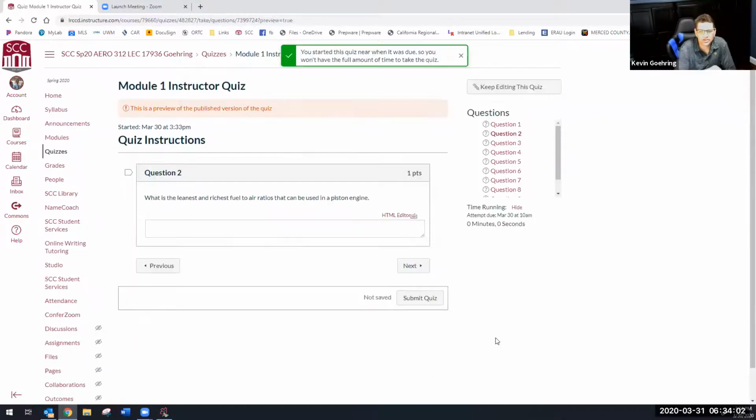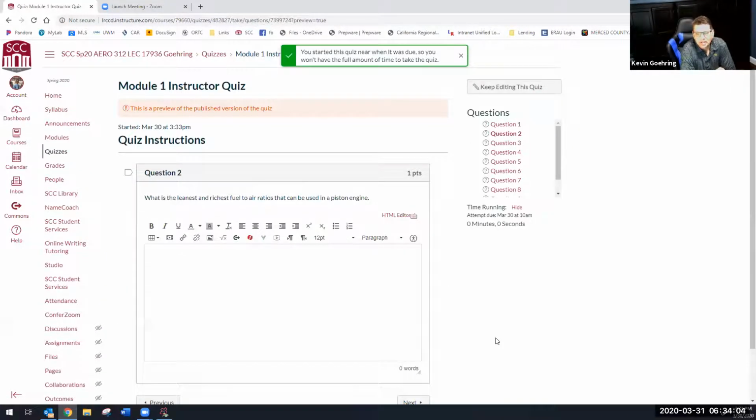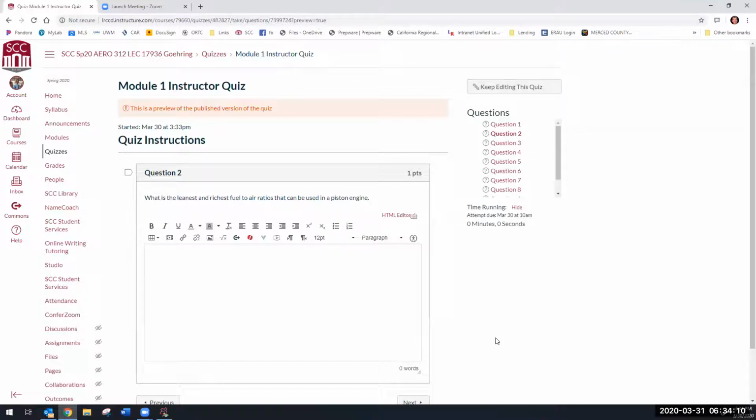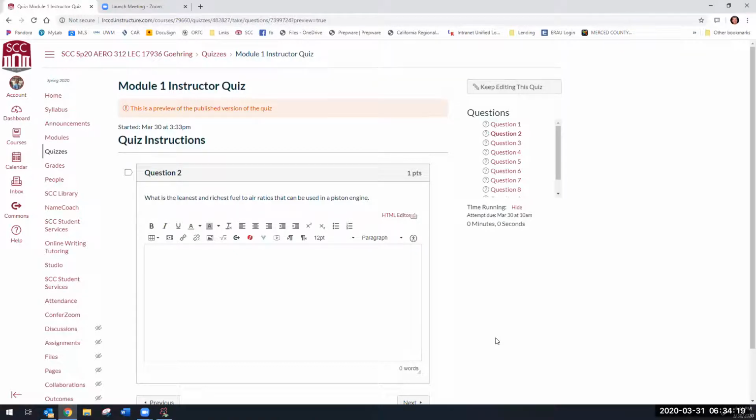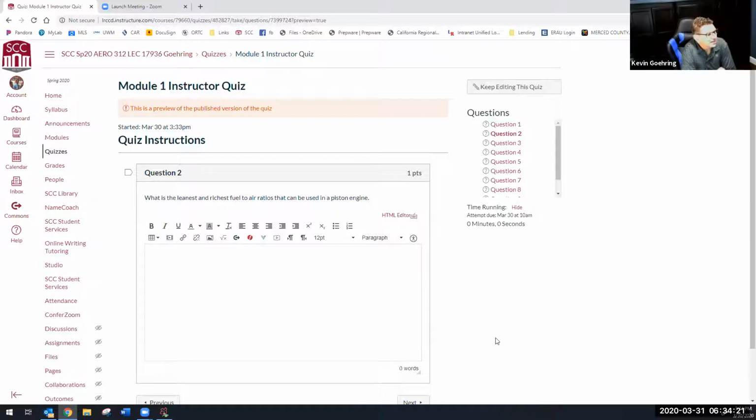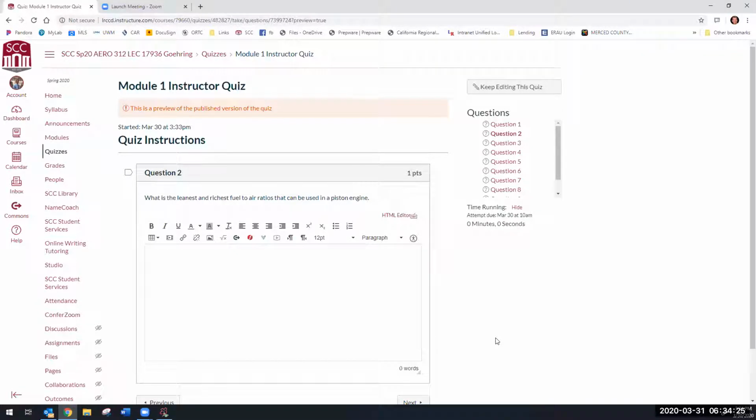All right, what are the leanest and richest fuel to air ratios that can be used in a gasoline piston engine? 8-1 on one end. Is that rich or lean? Rich. And lean goes all the way to? 18. Oh, Kevin, what did you say? I was about to say 16, but I remember I did put 18. I believe I put 18.